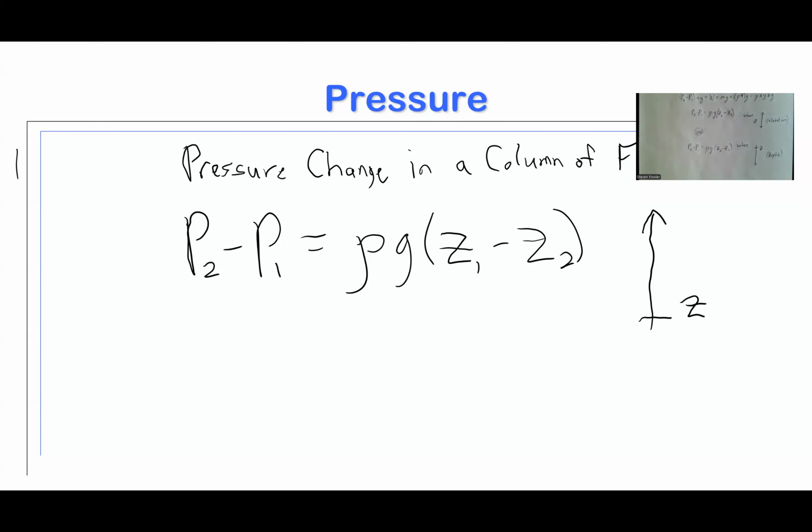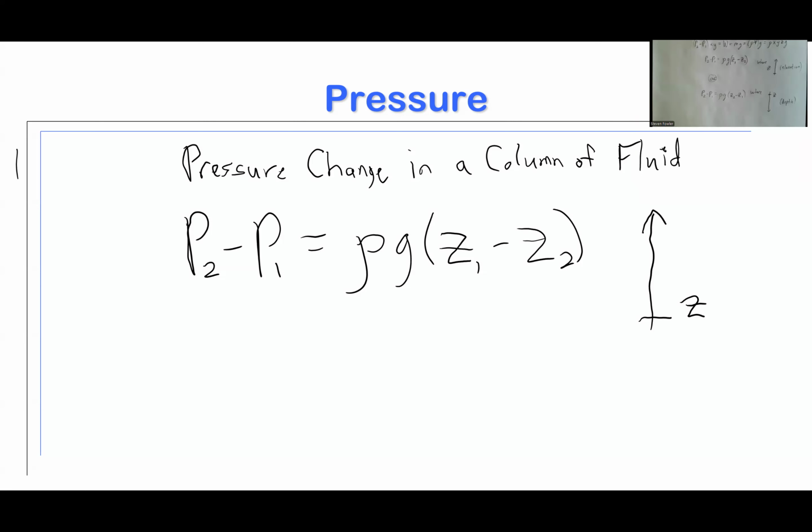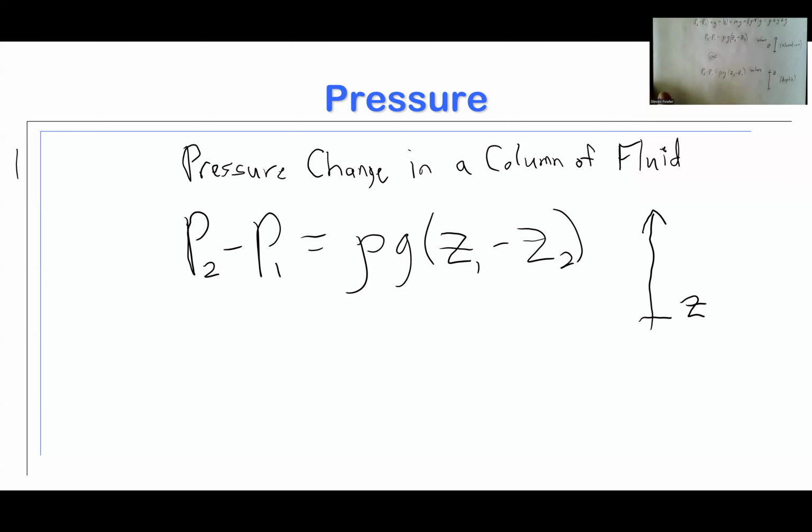So let's continue. Or I feel like I probably say that every video. So let's continue our discussion of pressure. We looked last time at pressure change in a column of fluid, as you can see. Now let's apply this a little bit in a few different ways.